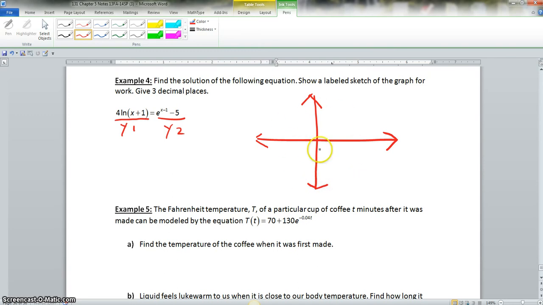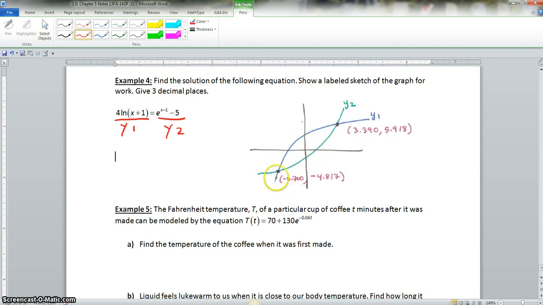Now, actually, it'd be better if I did it like this. Let me get rid of this. So I think this represents a better drawing than what I was about to draw. Now, on your calculator, you can find the intersection points, which we have here. And what we're trying to find is our x value. So we will have x is approximately, now there's 2 values, negative 0.700, and also an approximation of 3.390.